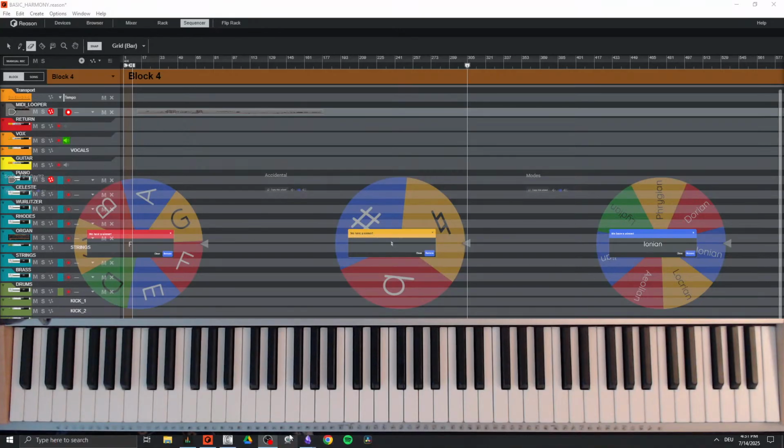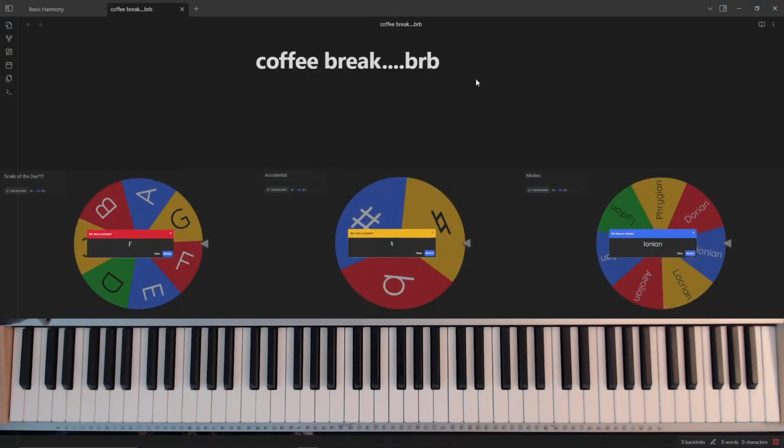Okay. Where do we have this? The coffee break is over. What are we doing? Drop 2 voicings.